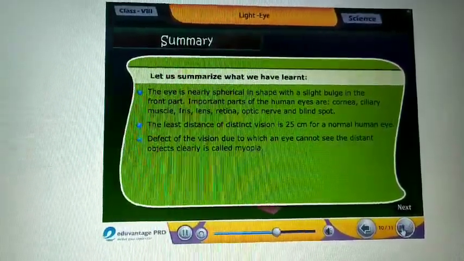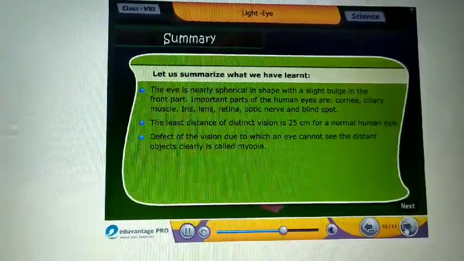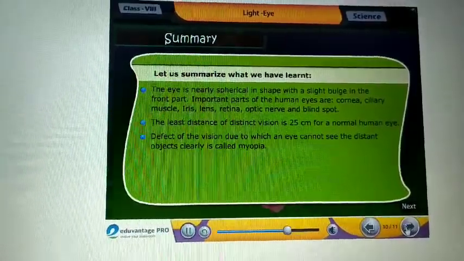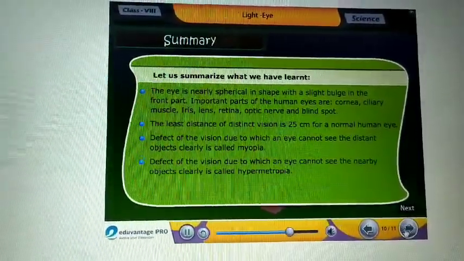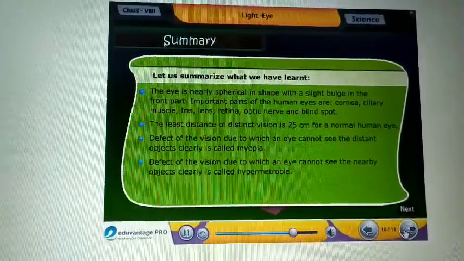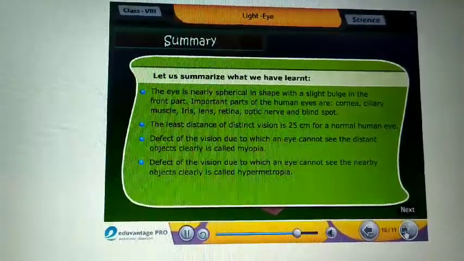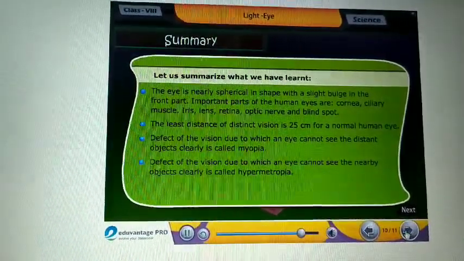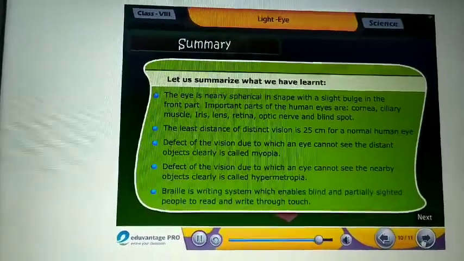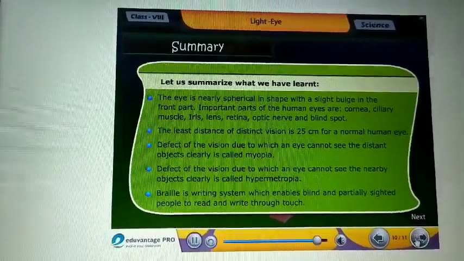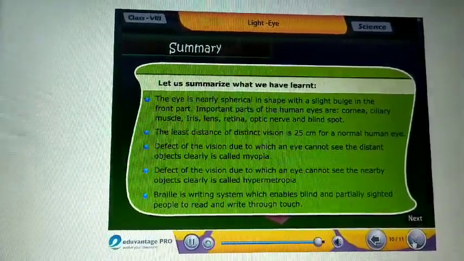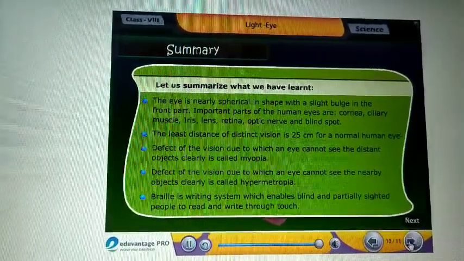Defect of the vision due to which an eye cannot see distant objects clearly is called myopia. Defect of the vision due to which an eye cannot see nearby objects clearly is called hypermetropia. Braille is a writing system which enables blind and partially sighted people to read and write through touch.